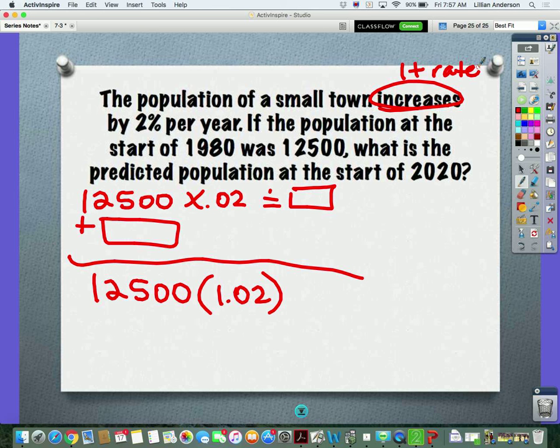And you can see that right here. Type this bottom line in, see what the answer is, and then do 12,500 times 0.02. Take that answer and add it to the initial amount, and then you'll see it's the same thing.